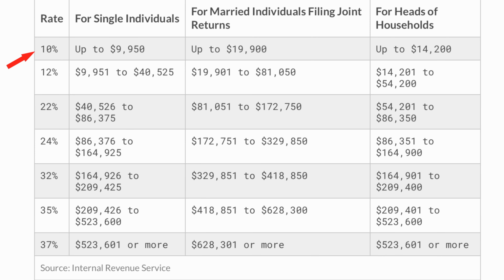The first tax bracket is 10%, and it's your first $0 to $9,950. The next bracket is 12%, and that's from $9,951 to $40,525. The next bracket after that encompasses most people, and that's at 22% between $40,526 and $86,375. And lastly, we have the top tax bracket of 37% for all income over $523,601. Now, if you didn't know how marginal taxes worked, you could be forgiven for reading the table incorrectly.